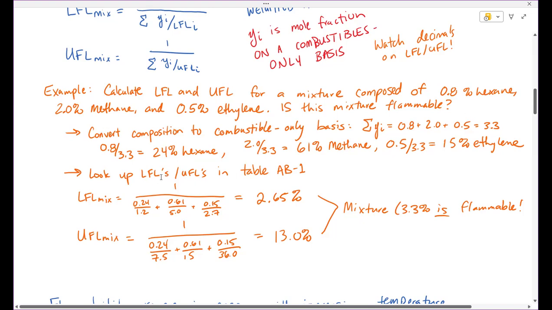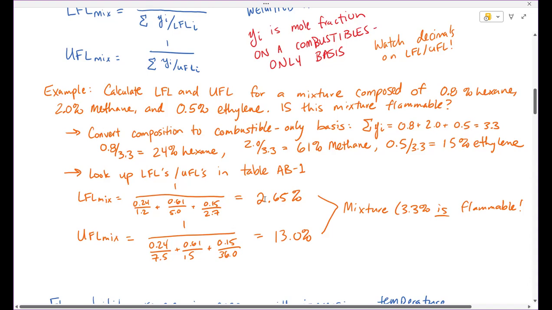I'm going to obtain the LFLs and the UFLs from table AB1. So check in your book and make sure that you get the same LFLs and UFLs. I get 1.2 for hexane, 5 for methane, and 2.7 for ethylene for the LFL. For the UFL, I get 7.5, 15, and 36 respectively.